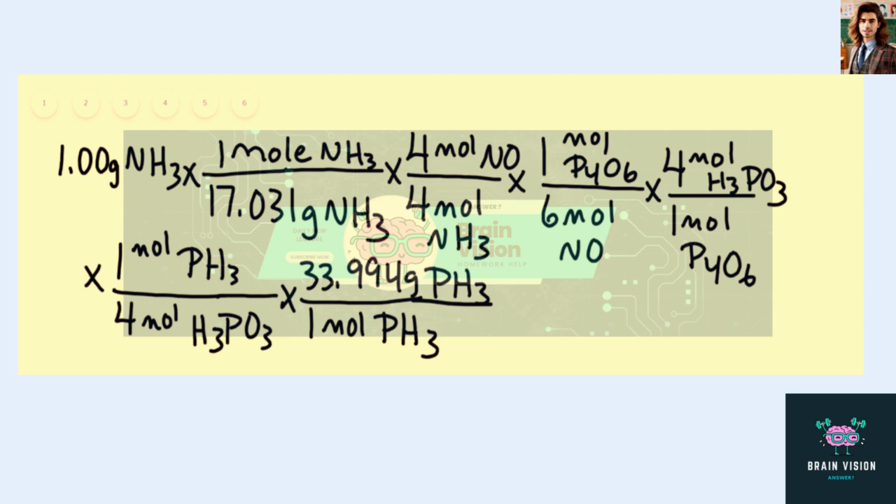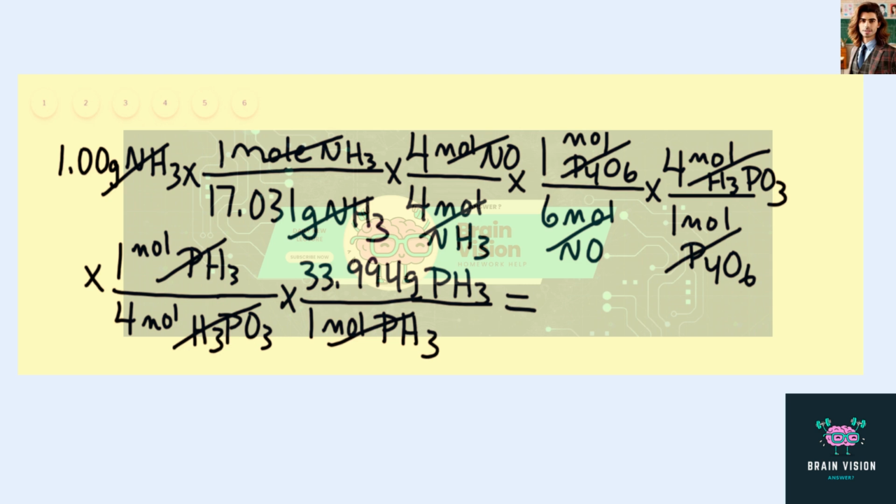Now we'll do one more check before we calculate. Following through, we'll check our units. Our grams of NH3 would cancel. Our moles of NH3, our moles of NO, our moles of P4O6, our moles of H3PO3, our moles of PH3, and we should be left with grams of PH3. Now to do our final calculation.